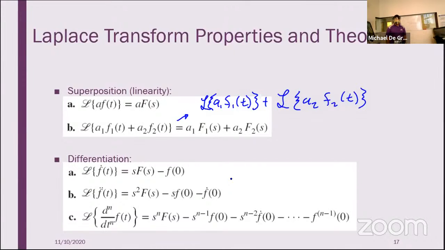So far, does anybody have any questions? If you have a constant, you can pull the constant out of the Laplace transform, and I've proven that based off the definition where we take the integral. Property B: I can distribute my Laplace transform to as many functions as I have added together. This is going to be an important property for us in conjunction with the ones for differentiation that we're about to talk about.